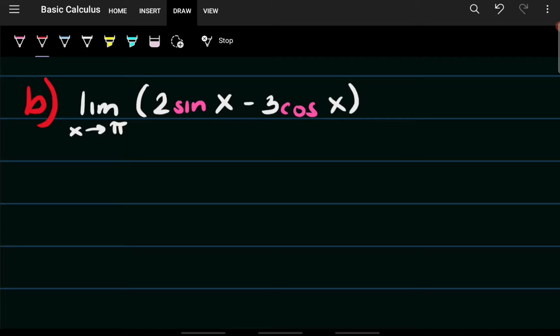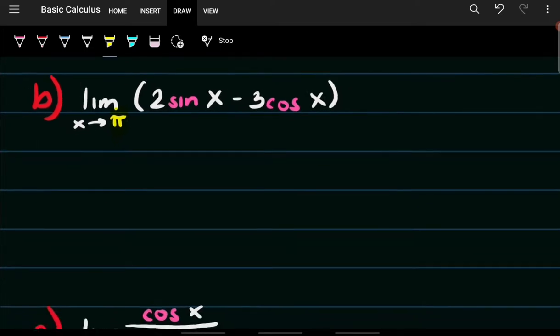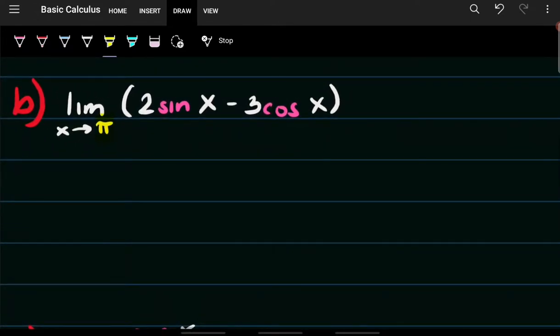Alright, so let's double check your solution. Let's evaluate the limit of 2 sine x minus 3 cosine x, wherein x approaches pi. Let's apply direct substitution. This will give us 2 sine pi minus 3 cosine pi.